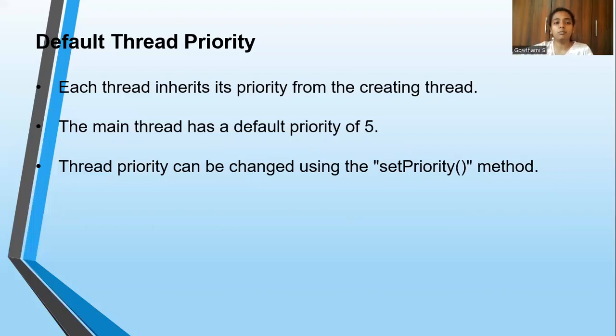What are the default thread priorities? Each thread inherits its priority from the creating thread. The main thread has a default priority of 5. Thread priority can be changed using the setPriority method, as we have seen that we can set the priority of a thread, in the first case during the isAlive slide also.